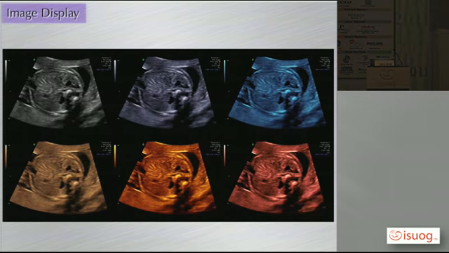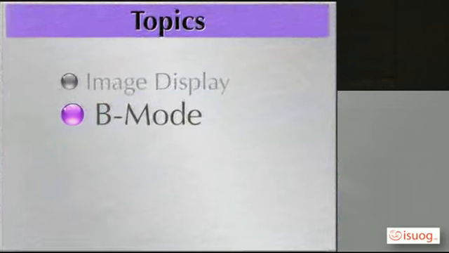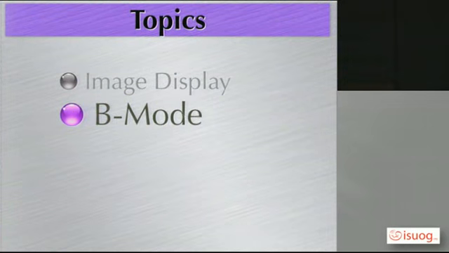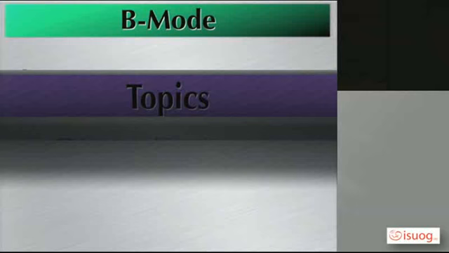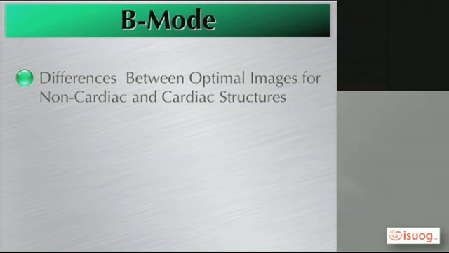This slide illustrates different color enhancements. I like sepia, which is the brown-colored image. Some may prefer the other colors. Let's now examine ways to enhance the B-mode image when evaluating the fetal heart. The first topic will be a discussion regarding the differences between optimal images for non-cardiac and cardiac structures.